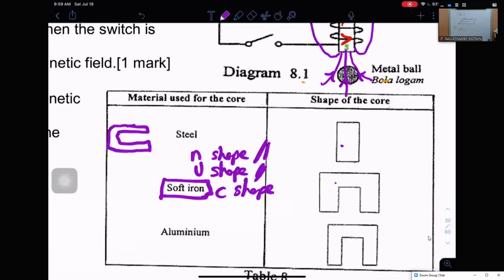So why must it be N shape? So that it can concentrate the magnetic field. So produce what? Stronger magnetic field. Produce stronger magnetic field.